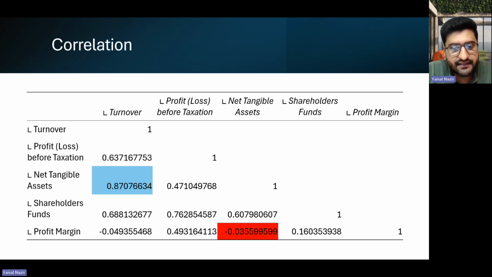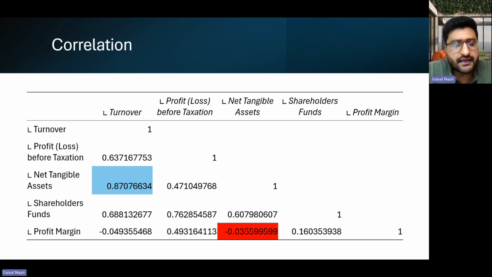On the other hand, the lowest correlation, 0.036, is between profit margin and net tangible asset. The value is close to zero and negative, indicating a very weak and slightly inverse relationship. Essentially, changes in profit margin have little to no consistent association with net tangible asset, suggesting that profit margin is influenced more by other factors and is not directly tied to the company's tangible asset base.